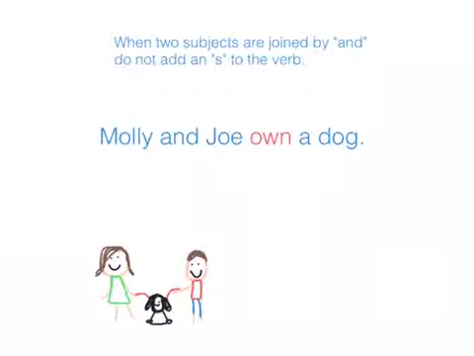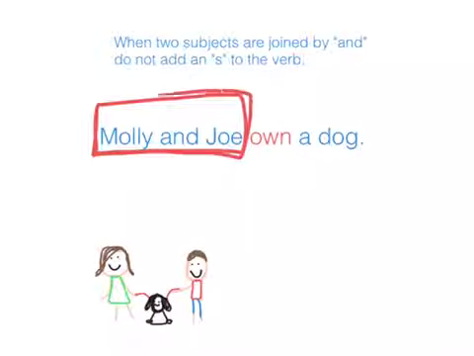There are certain cases, however, when you would not need an s added to the verb. In this instance, when two singular subjects are joined together by the word and, or something like that, you would not need to add s to the verb. So I'm going to box the subject, and the subject in this case is Molly and Joe. Not just Molly and not just Joe. It's together, Molly and Joe. And I'm going to circle the verb. So Molly and Joe own a dog. Again, there's no s added to the verb because the subject is Molly and Joe, as they are linked together.